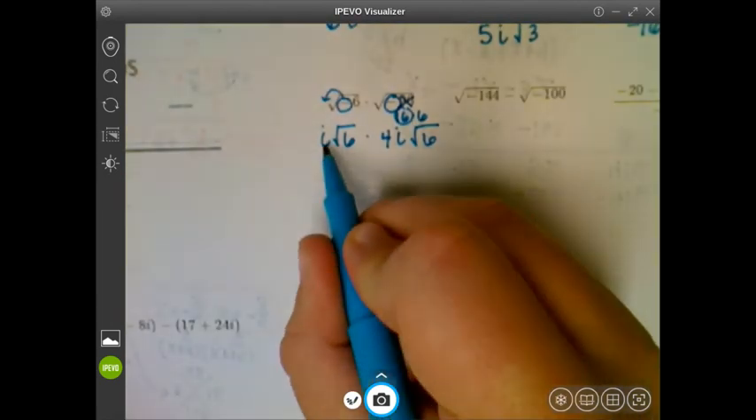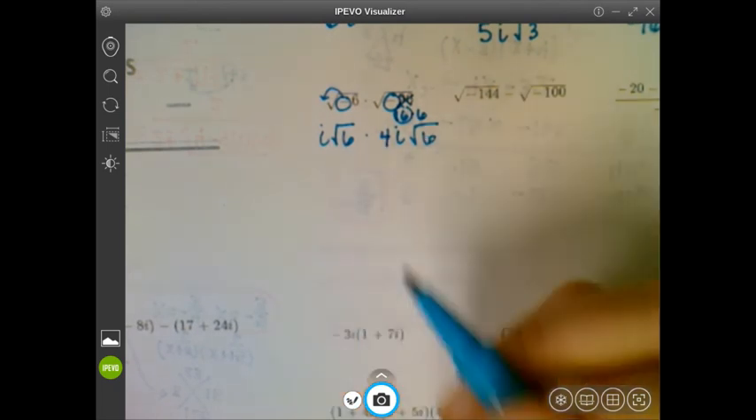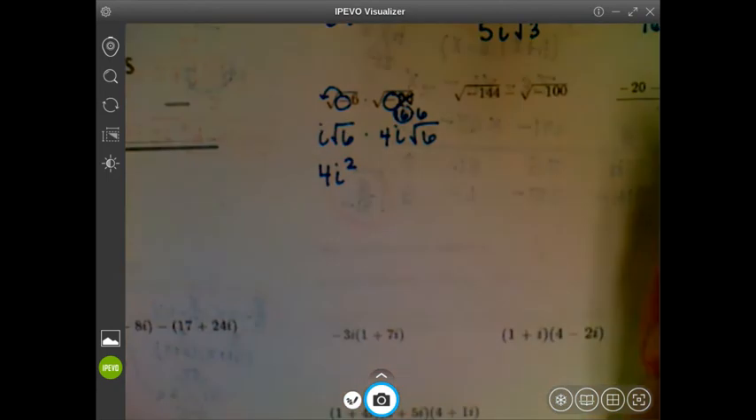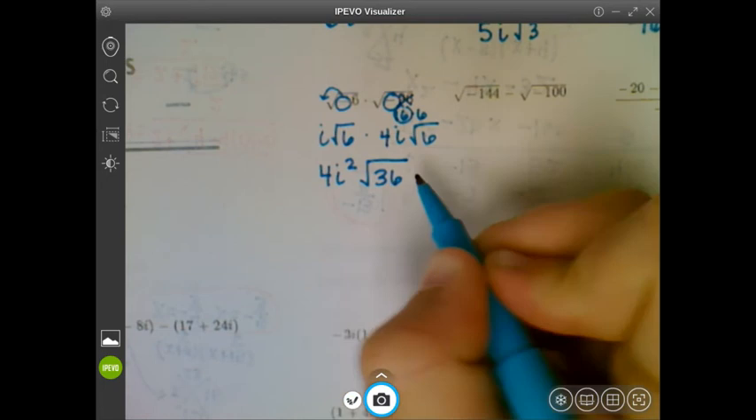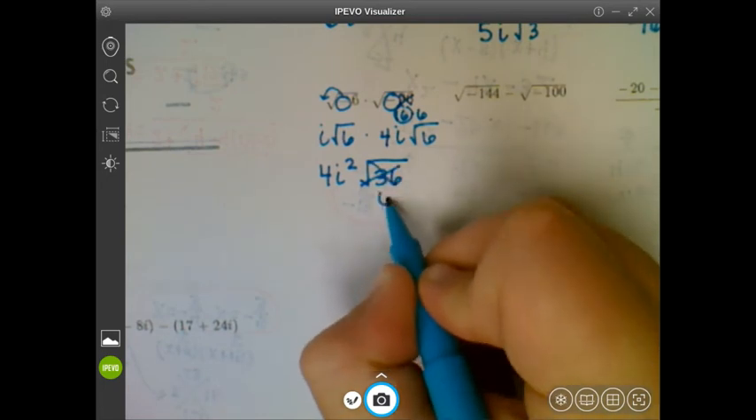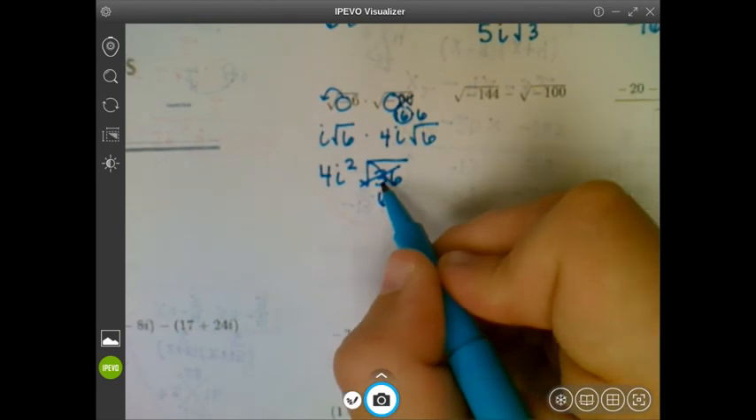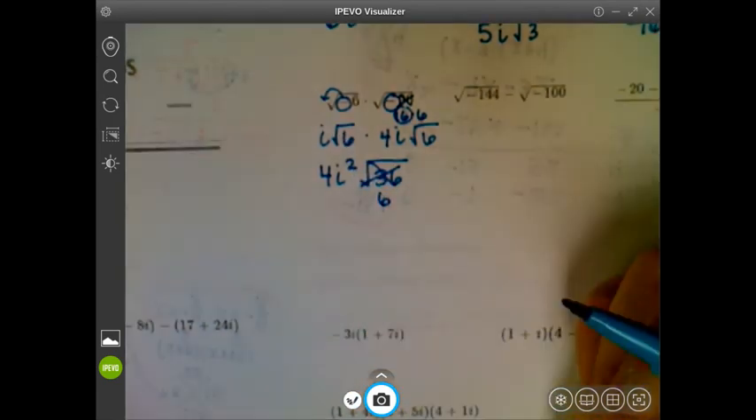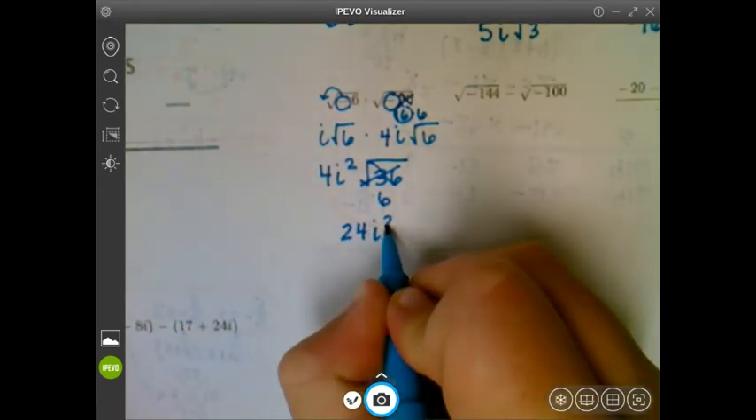Then you can keep going here. You would have numbers on the outside multiply with numbers on the outside, and the inside times the inside. So this would be 4i times i, which can be written as i squared. Then the square root of 6 times the square root of 6 is the square root of 36, and the square root of 36 is equal to 6. You can either say square root of 6 times square root of 6 is square root of 36, or because it's the same square root, it's just going to be equal to 6. Multiply, we have 24i squared.